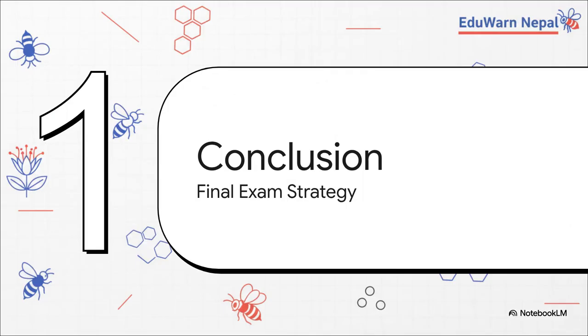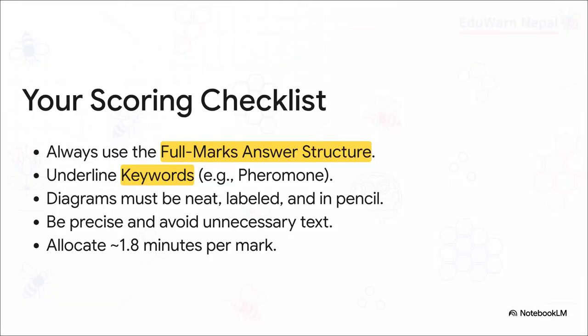We'll now conclude with your final exam strategy. See, mastering the content is only half the battle. How you execute your knowledge under exam conditions is what will truly secure your success. This is your final checklist. 1. Always use the structure we discussed. 2. Underline your critical keywords. It's like a signpost for the examiner pointing to your correct answers.